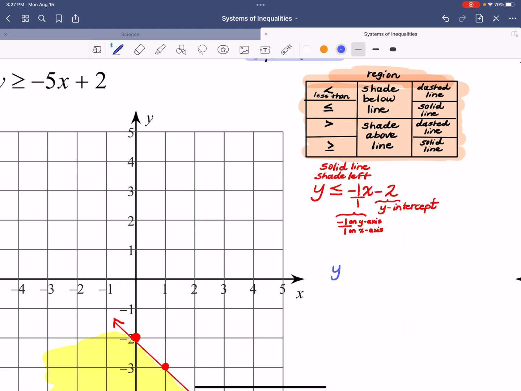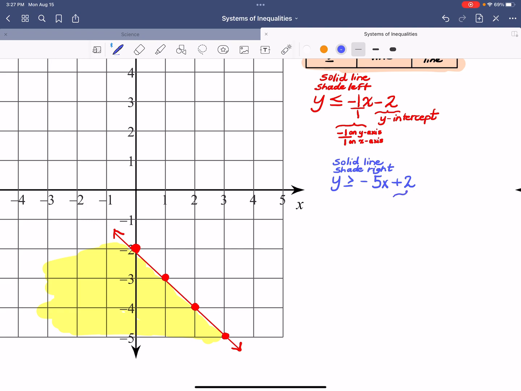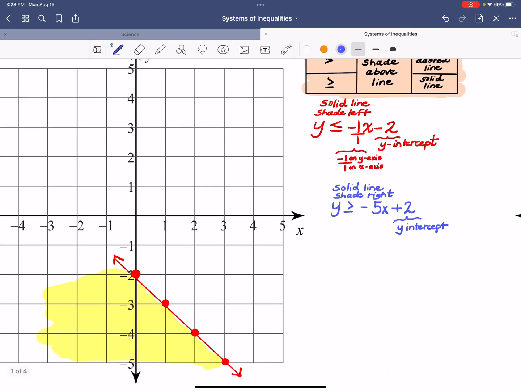So I have y is greater than or equal to negative 5x plus 2. So before I even get to the graphing and all that, I'm going to say that this will be a solid line. And I'm going to shade to the right. Okay, because the arrow's pointing to the right. So go ahead and figure that out before you start, and then you won't have to worry about it. So here is the y-intercept. That is positive 2. So I'm going to come to my graph, go up to positive 2 on the y, and drop a point.